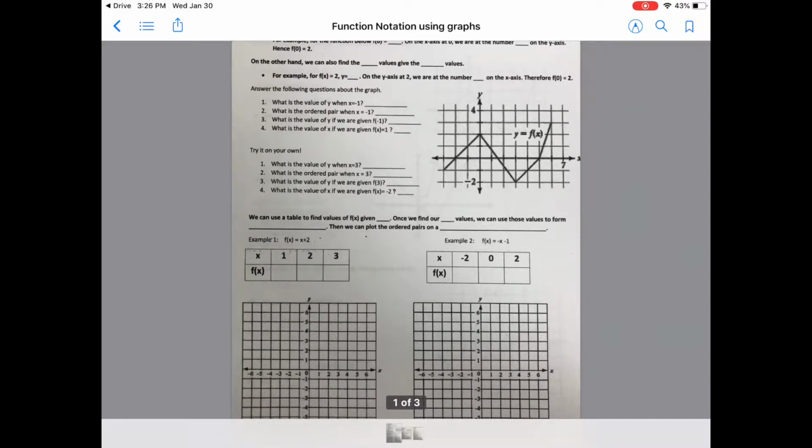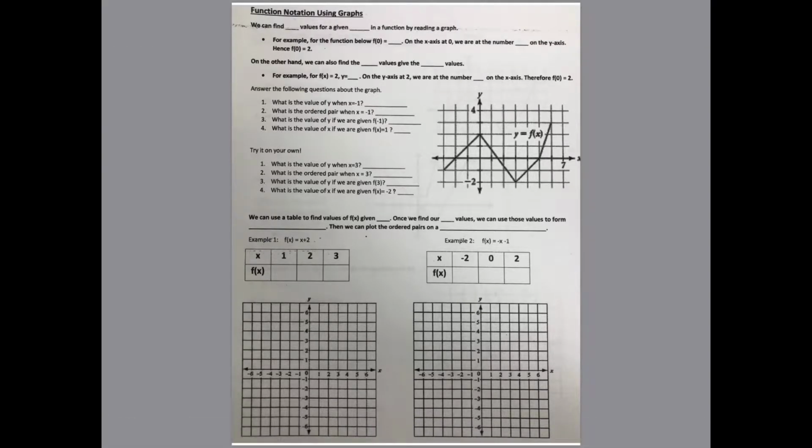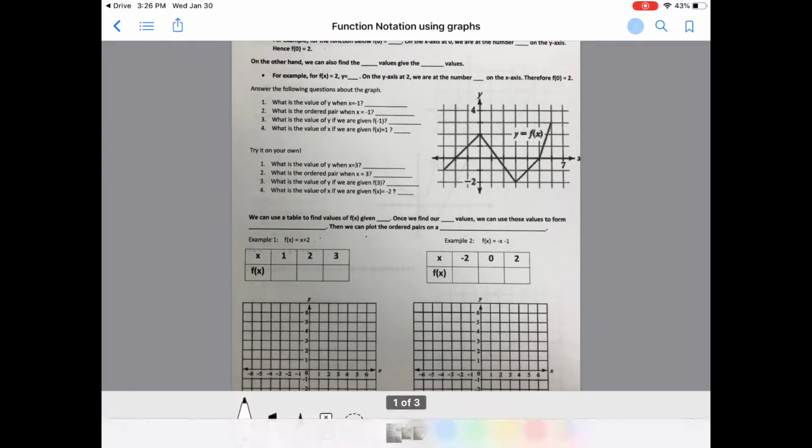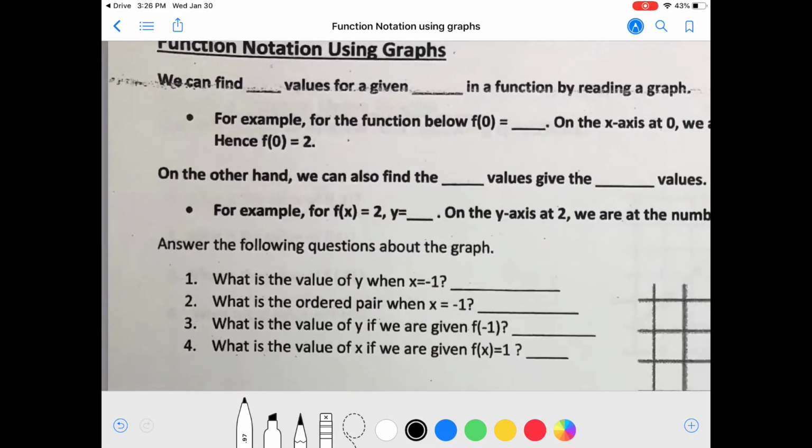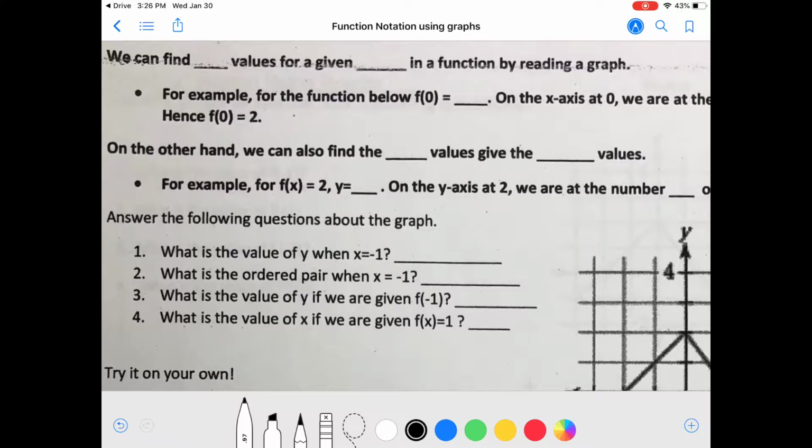Hey guys, so in this video we're looking at function notation using graphs. So it's the one that looks like this. So first we want to look at the first part. We can find our y values for a given x in a function by reading a graph.